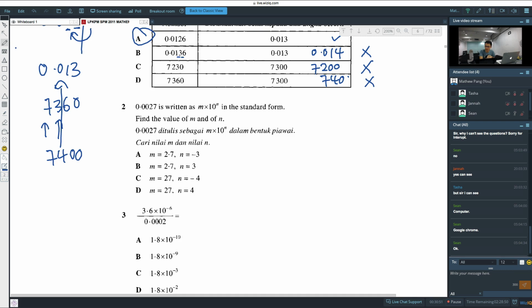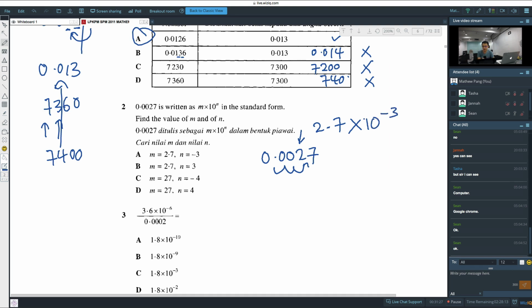Okay, question number 2 asks you to write 0.0027 in standard form. Standard form means you can only have one number at the front, and then the decimals continue. So I want to make 2 my first number. I have to move 1, 2, 3. If you move your decimal 3 places to the right, your power will be negative. So this is 2.7 multiplied by 10 to the power of negative 3. If you move your decimal to the left, your power will be positive.